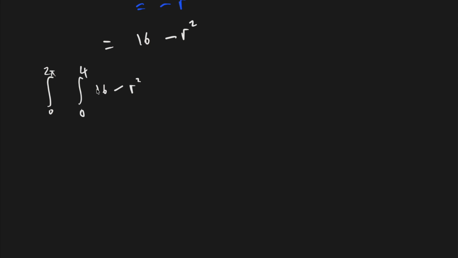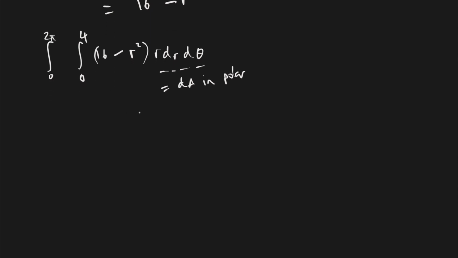And then we need to add the area element. So the dA, all double integrals need that dA. And in polar, that is r dr d theta. So that is the same as dA in polar. And so now we can actually go ahead and just compute this.